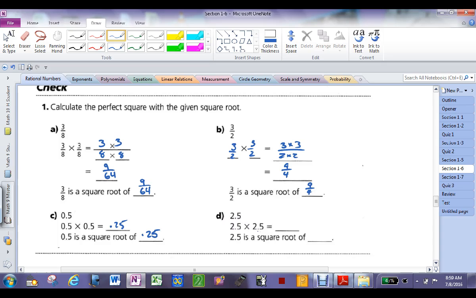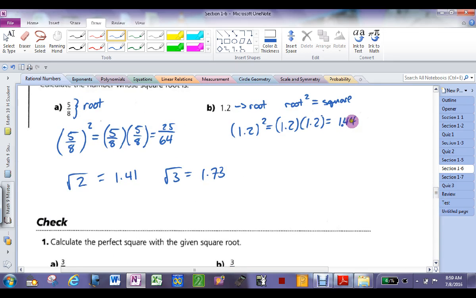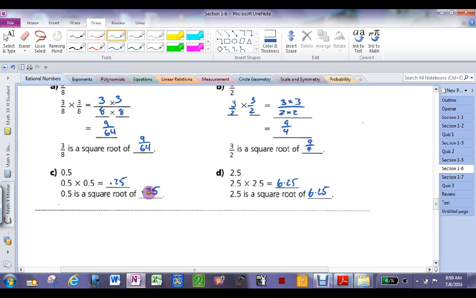Now, here you're probably going to need your calculator. So, what is it? 6.25. Okay, now I want you guys to notice something about decimals. Did this have a square root? Yeah, we just did it, right? How many decimal places did it have? 2. Did this have a square root? How many decimal places did it have? 2. Did this have a square root? How many decimal places did it have? 2.